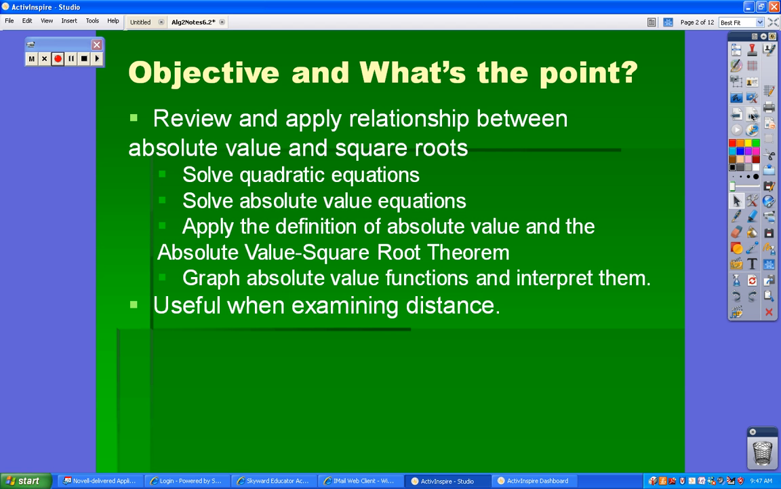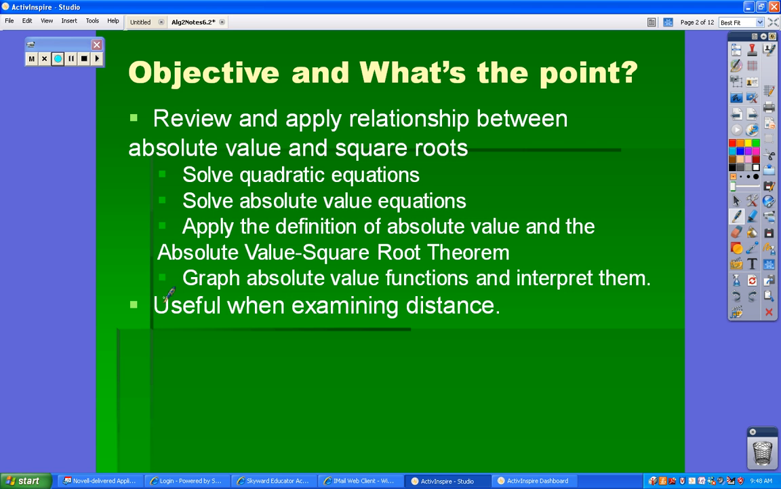Objective: what's the point? We're going to review some relationships between absolute value and square roots, and I won't be surprised if a few of you are a little confused about some of the things we do with absolute value today, because it is a little bit confusing. But hopefully it all comes together at the end. And we're going to solve some quadratic equations, some absolute value equations, and do some graphing.